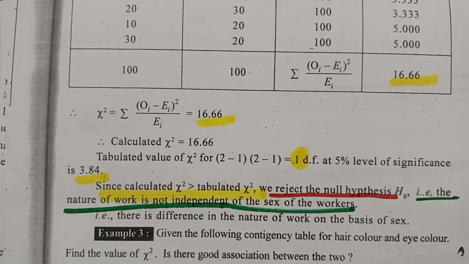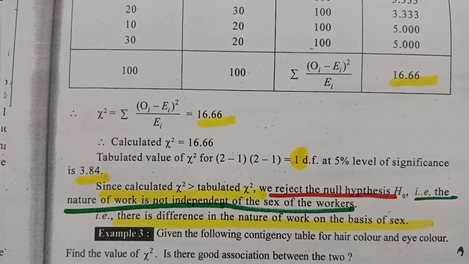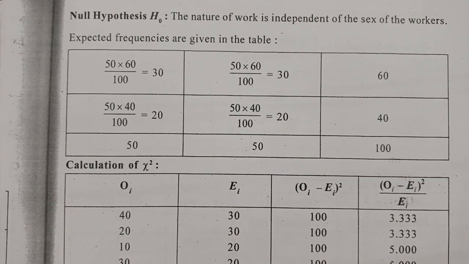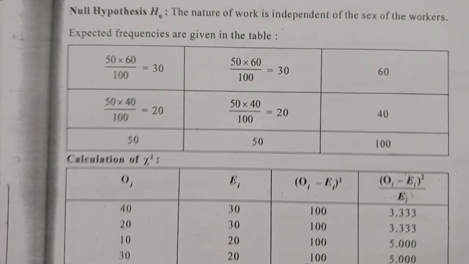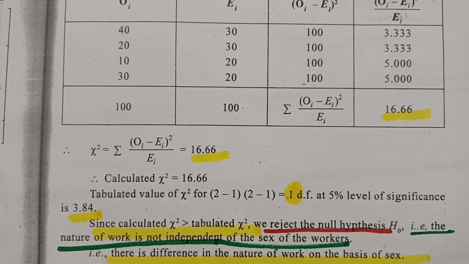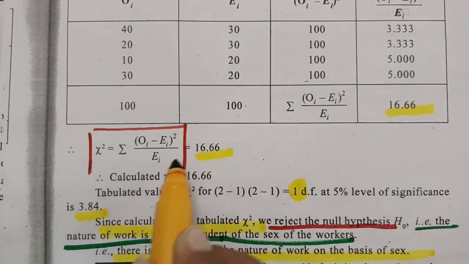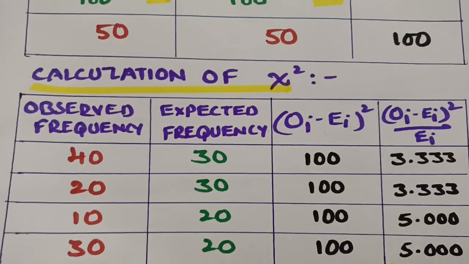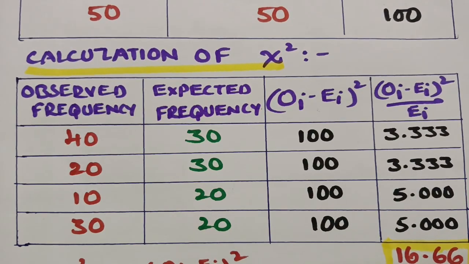So this is the conclusion, and there is a difference in the nature of the work on the basis of the sex. And therefore this is how we have to calculate the observed values, expected values, and we have to find out the degrees of freedom and the chi-square value. And this is the formula for the test statistic, that is sigma (O minus E) whole square by E. And this is the table, and clearly I have given each and every point in the table. Hope you all understand. So this is a most important question on the chi-square test of attributes, and definitely you can solve any problem of this kind.